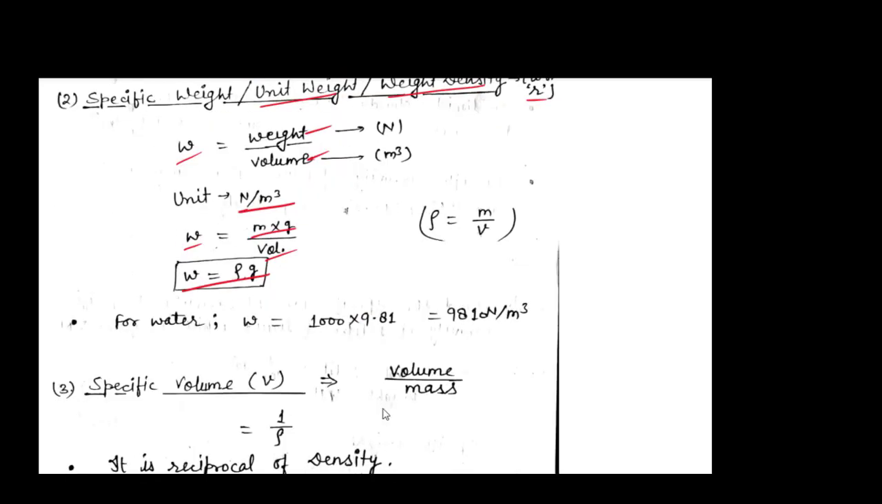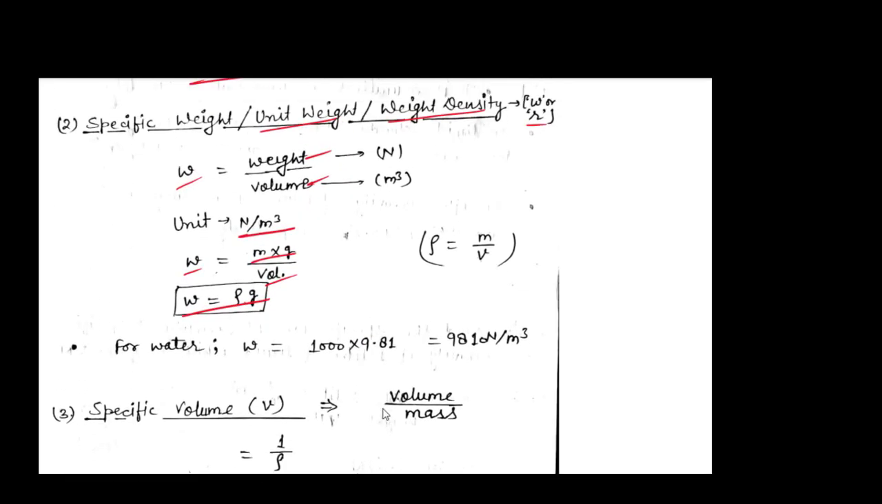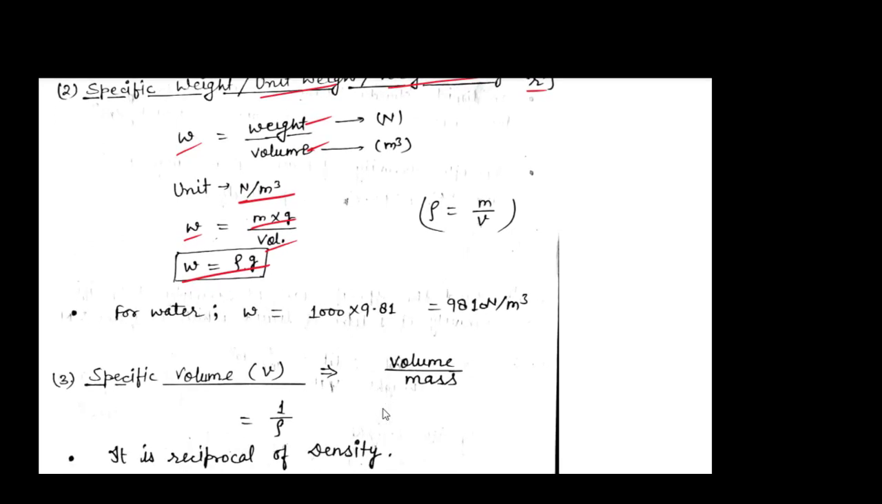So we can find out the value of unit weight for water and other fluids. For water, w becomes 1000 into 9.81, because the density of water is known as 1000 and gravity is 9.81. So the specific weight becomes 9810 Newton per meter cube. We can also calculate it for other fluids.